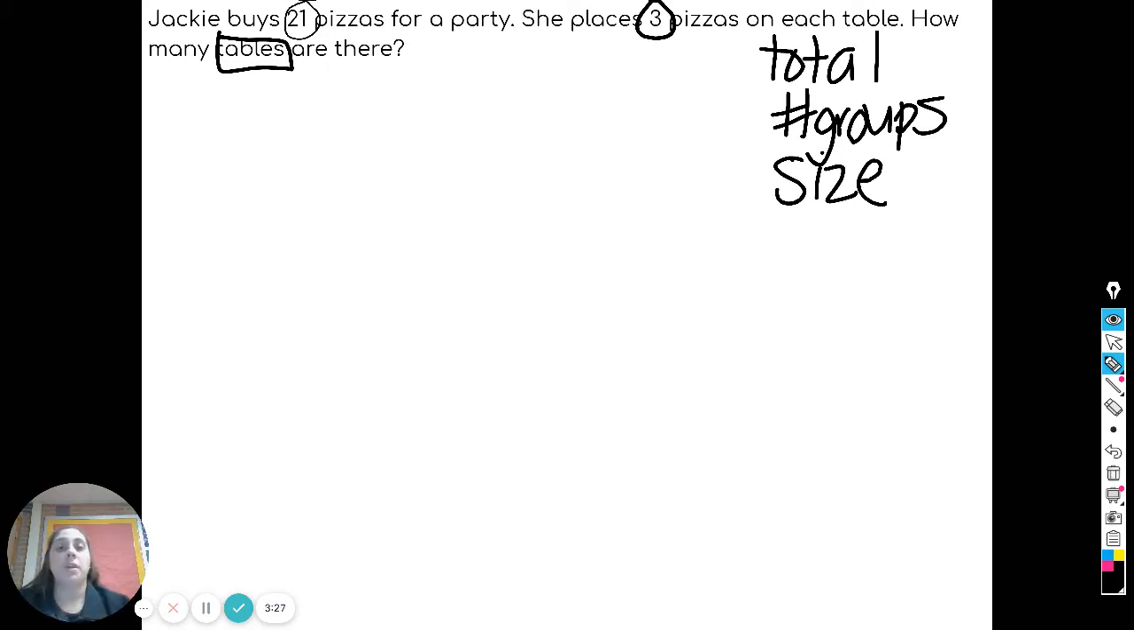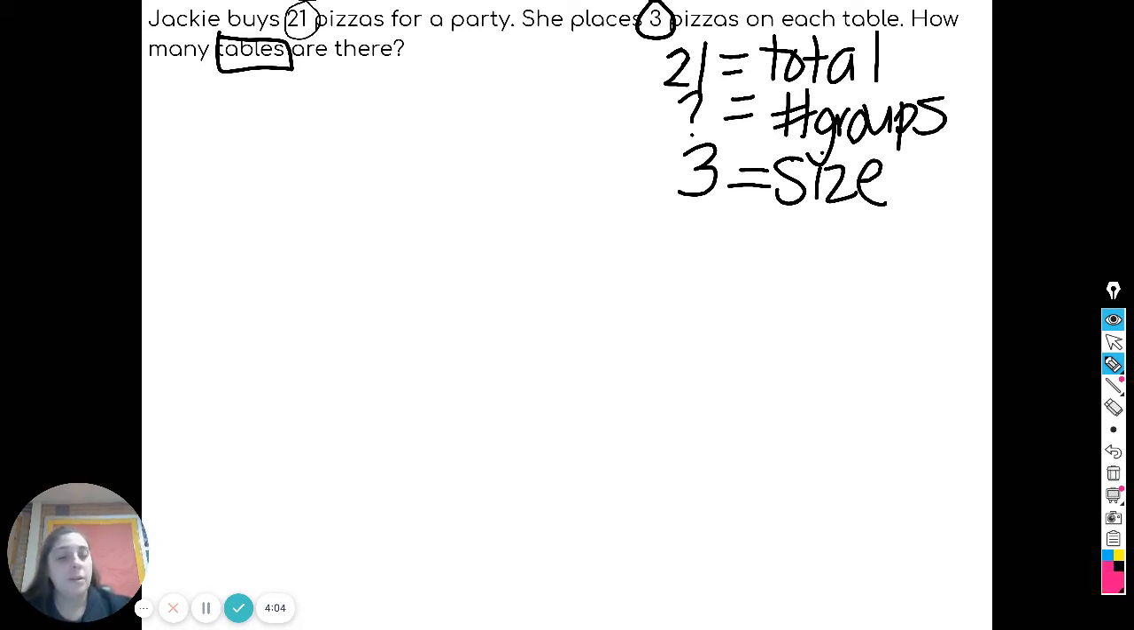So she buys 21 pizzas. I can guess right now that that's our total, right? That's how many pizzas we have all together. That's our big number. She places 3 pizzas on each table. Well, that sounds like the size of each group. If each table gets 3 pizzas, then the size of each group will be 3 pizzas. So that leaves the number of groups as our unknown. And that makes sense because we don't know how many tables, and how many tables would be how many groups.